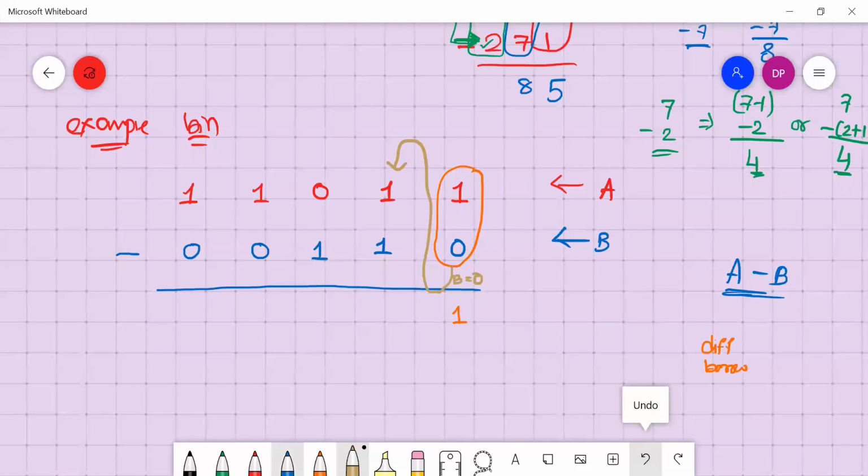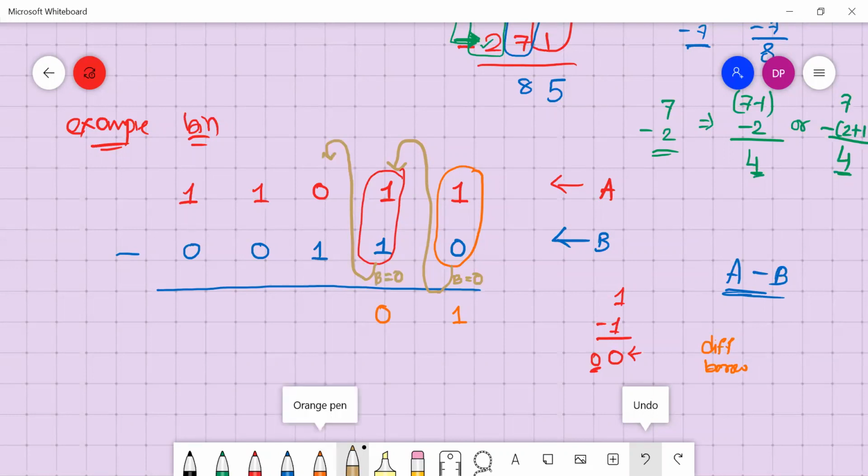Now let's do the second subtraction: 1 minus 1. So what will be the answer? It's 0. The difference is 0. Is it taking any borrow? No. So the borrow is also 0. Let me say that 0 borrow is coming here, so here also the borrow is 0.